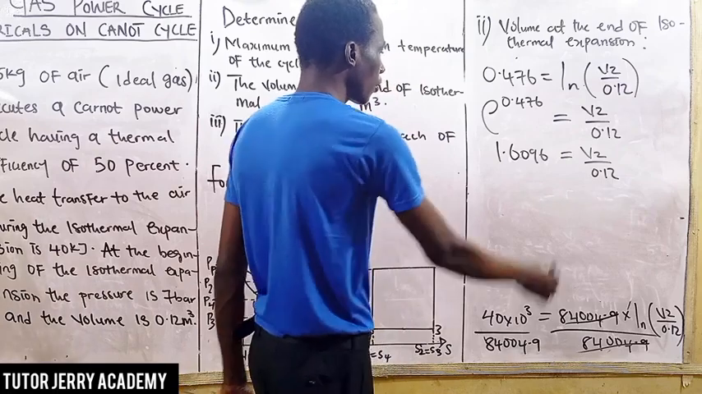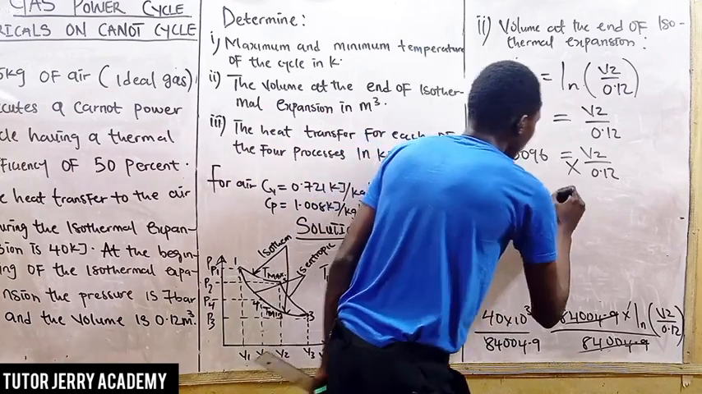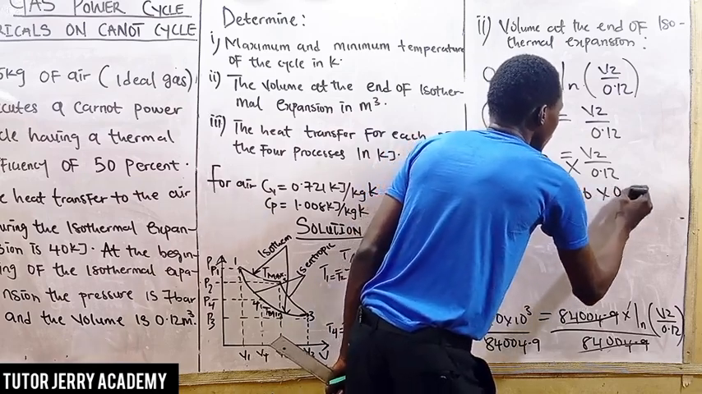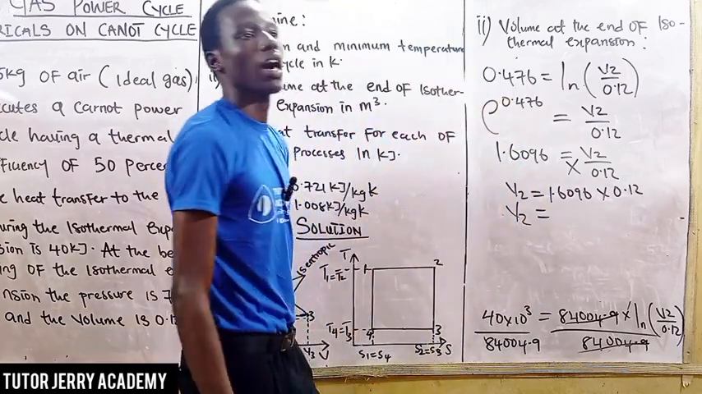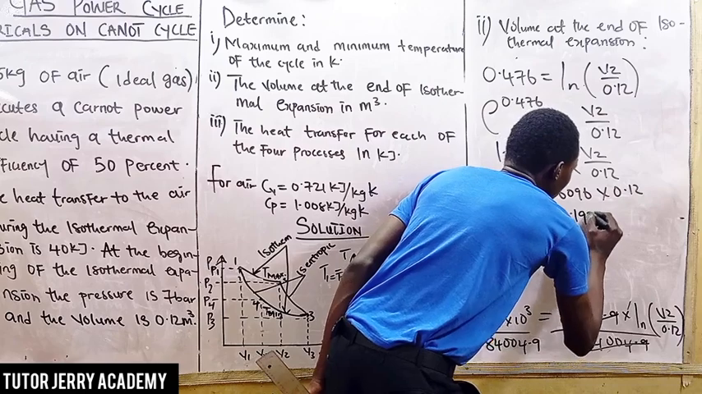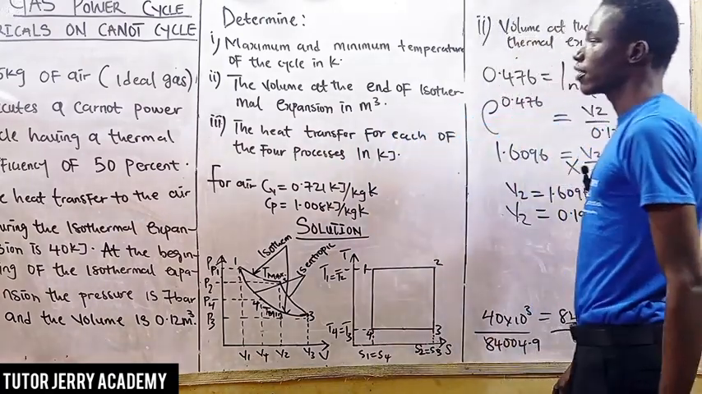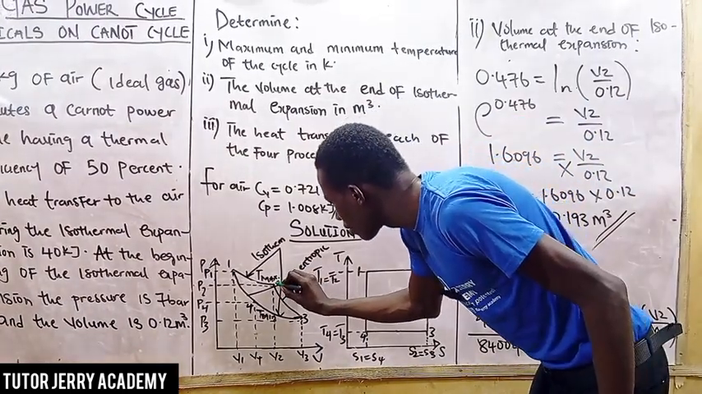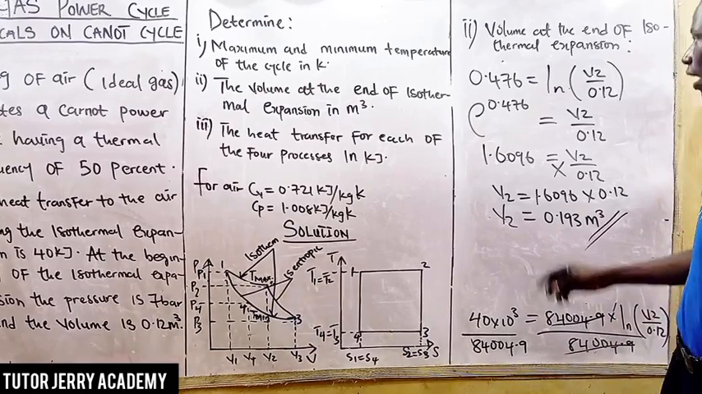At this junction, we can cross multiply. We'll be having V2 equal to 1.6096 multiplied by 0.12. Press your calculator, you will have 0.193 meter cube. Of course, we know that our unit is in meter cube. So this is nothing but the volume at the end of isothermal expansion, which is V2. So our V2 is 0.193 meter cube. So we have our V2.